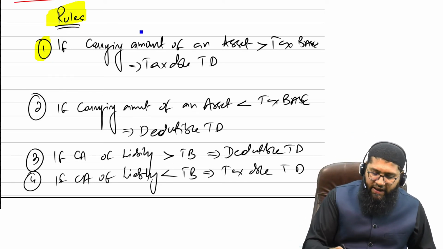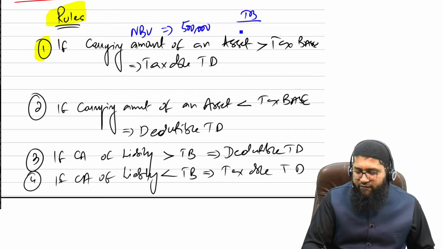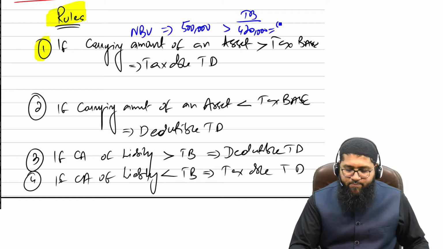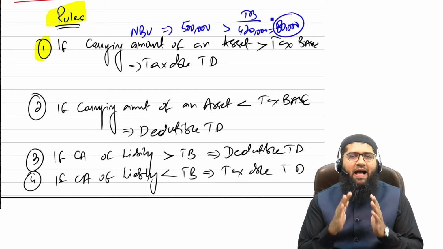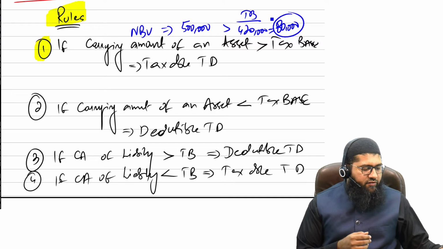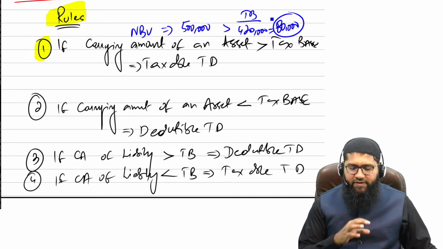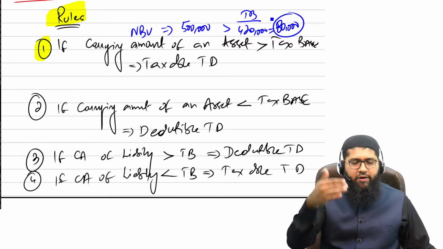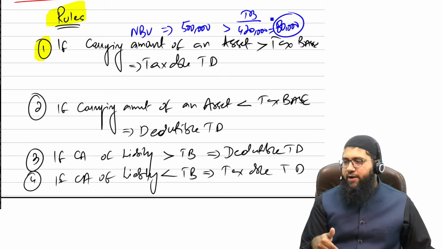So now what does it mean? It means if the net book value of the asset is 500,000 and the tax base of the asset is, let's say, 420,000, then the net book value is greater than the tax base. So this 80,000 is your taxable temporary difference. You understand this? Now let me just guide you. If you remember one rule, you would remember all the other rules because all of them are opposite to it. So can you just have a look at it, please?